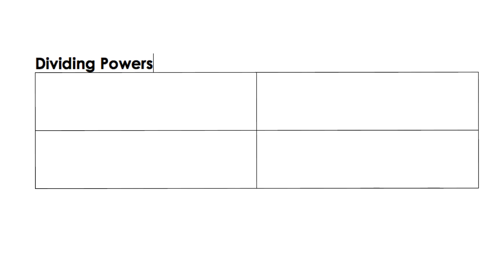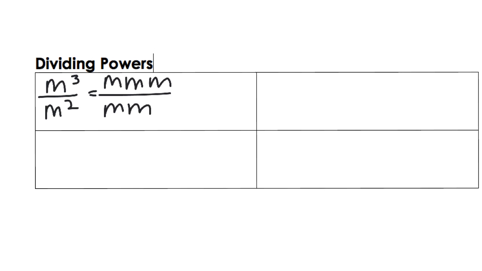Then we're going to do dividing powers. So let's do m to the third divided by m to the second. On top I have 3 factors of m, 1, 2, 3. On the bottom I have 2 factors of m. Then I'm going to look and I see right here I have m divided by m, and anything divided by itself is 1. So m divided by m is 1, m divided by m here is 1, so I'm left with 1 times 1 times m, which is just m.